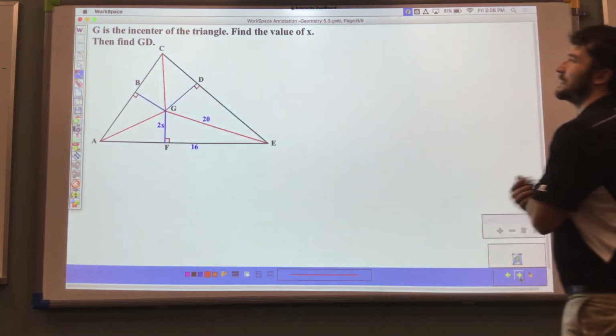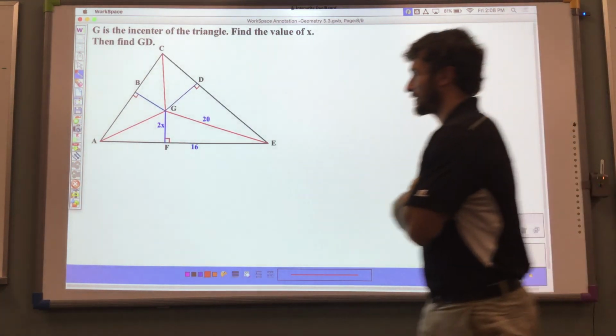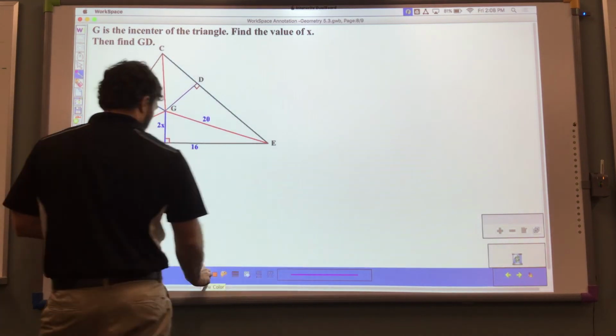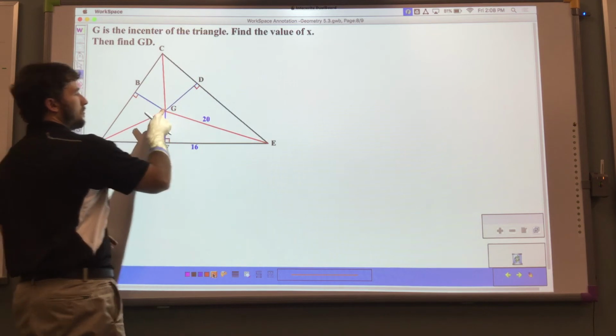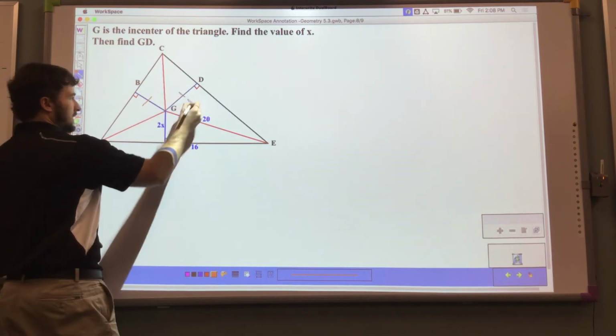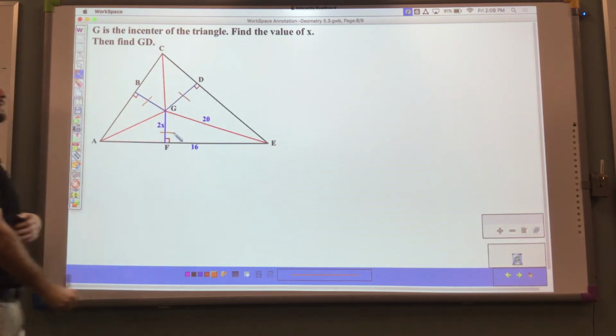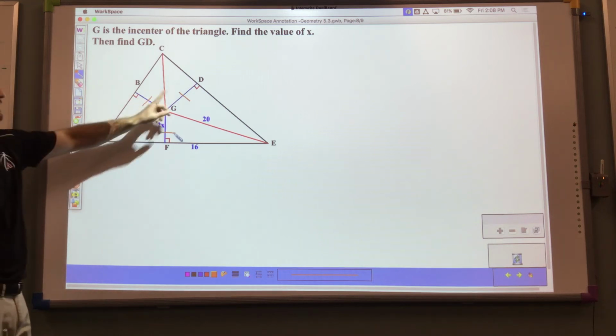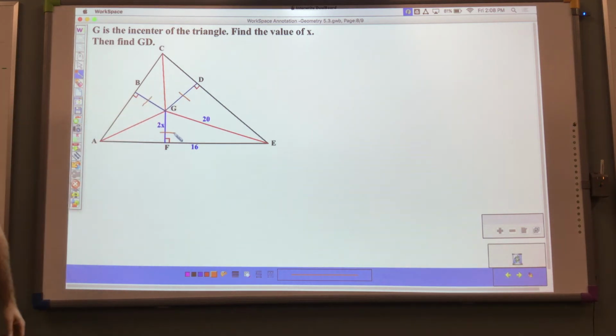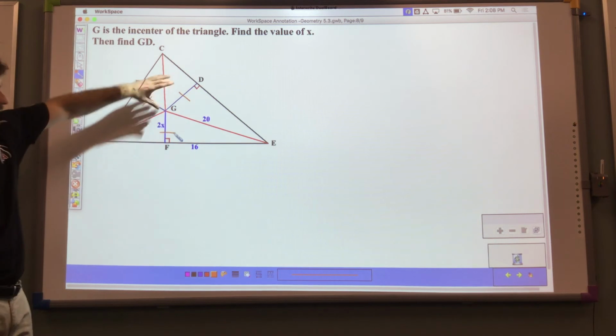So, it says G is the incenter of the triangle. So let's stop right there. If it's the incenter, that means it's where all of our angle bisectors meet, which means it's equidistant to each side. So now we're supposed to find the value of x. Well, the only values I really know is that all three of these are 2x. We're supposed to find GD. Well, so if we can find x, plug it in, find this, we'll have GD.